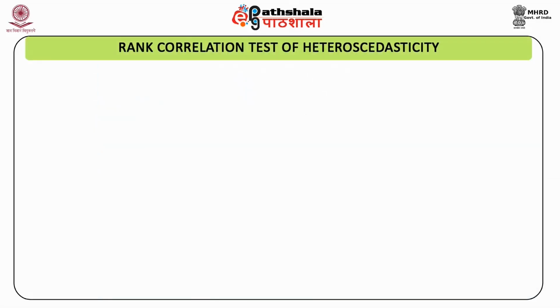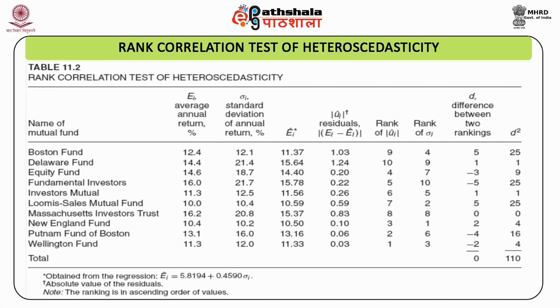Now, let's throw more light on this test by explaining it with an example. We know by theory that a linear relationship exists between the expected return, that is Ei, and risk, as measured by the standard deviation sigma i of a portfolio. By using the above given data, we try to estimate Ei is equal to beta 1 plus beta 2 sigma i and obtain residuals. Since the data relates to 10 different mutual funds of different sizes and investment goals, the chances of heteroscedasticity are higher. To test this hypothesis, we apply the rank correlation test.